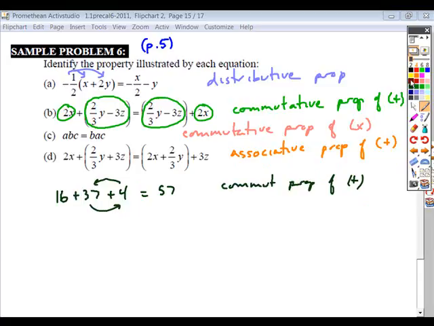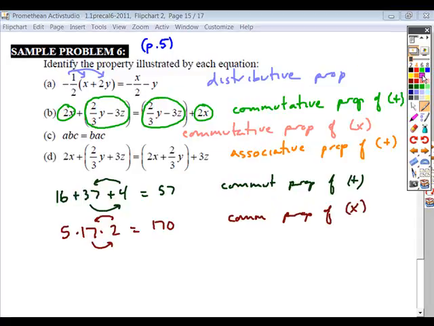What about the following? What does that equal? 170. Once again, you can do this very quickly by just reordering. The 5 times the 2 is easier to think of. 10 times the 17 because we changed the order, commutative property.